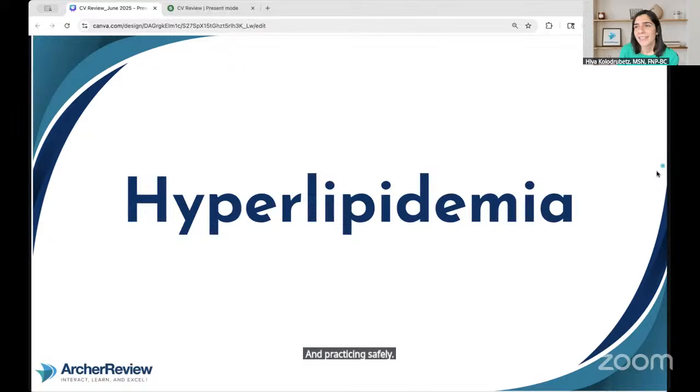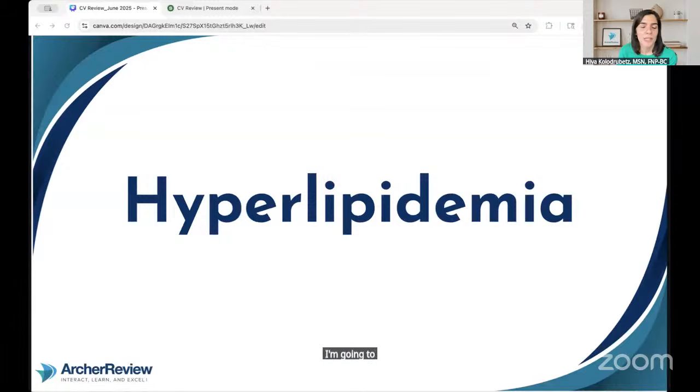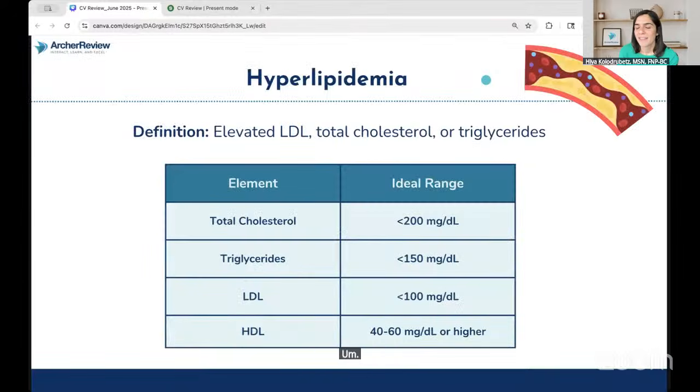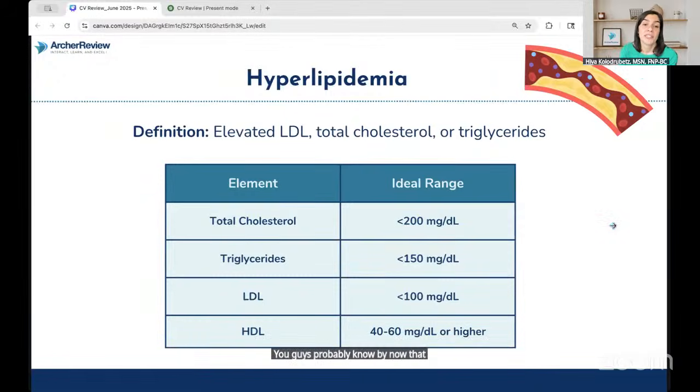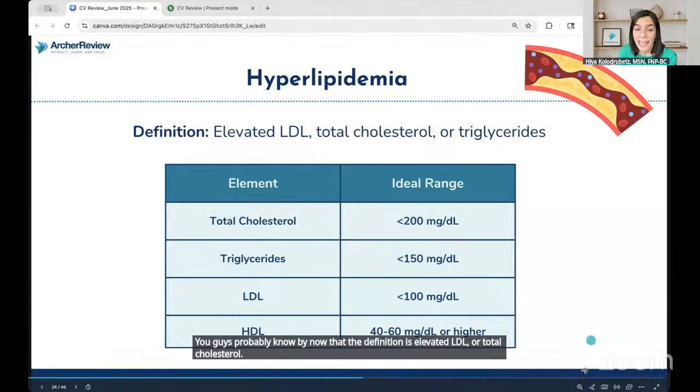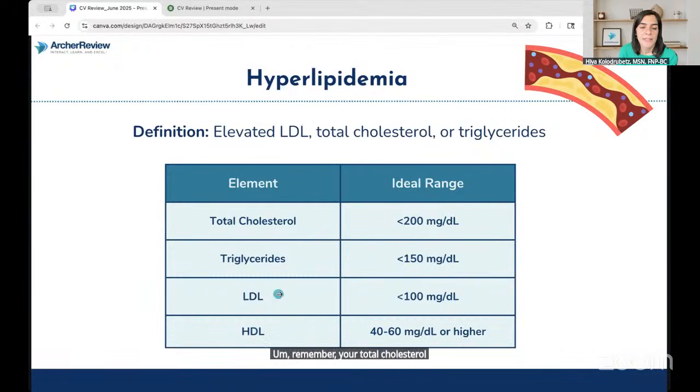All right, given the timing, we're 45 minutes into the lecture. I'm going to go a little bit faster through hyperlipidemia and see how far we get. But I don't want you guys to miss out on this content because it is peak season. So hyperlipidemia, you guys probably know by now that the definition is elevated LDL or total cholesterol or triglycerides or any combination thereof. Remember, your total cholesterol is your LDL and your HDL added together.